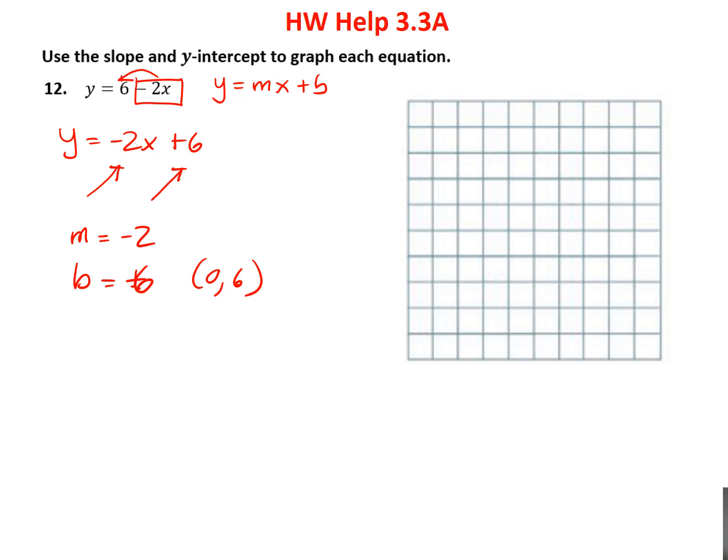All right? So let's do this here. Let's draw a graph quickly. So there's my x-axis.